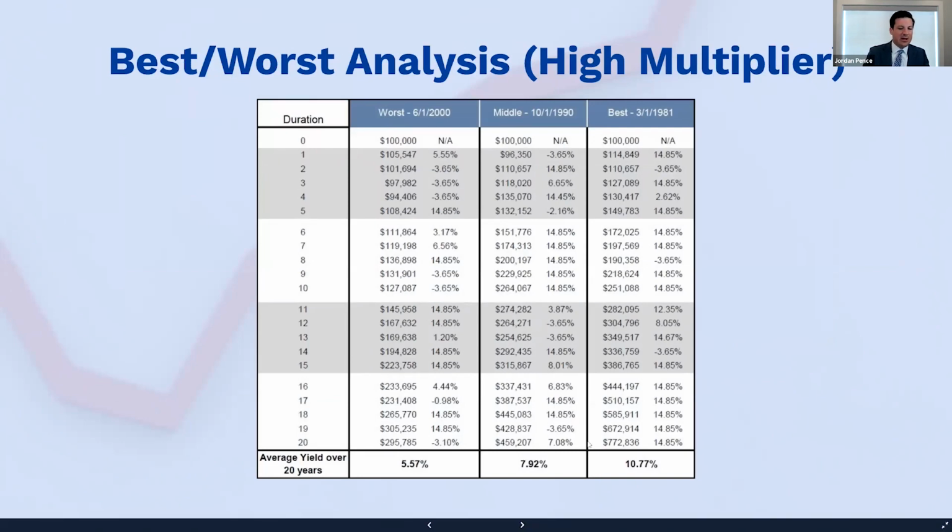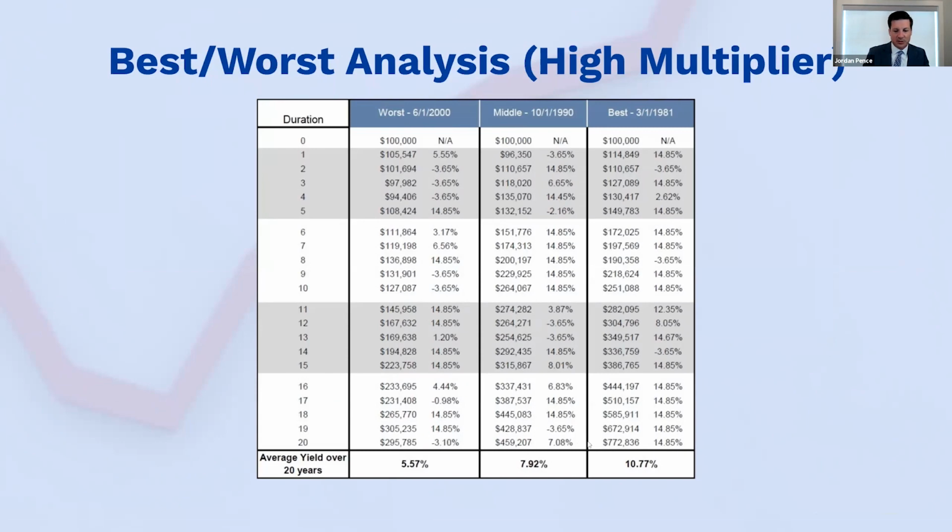So apply the expenses. So it's applying the expense and the multiplier. But this is a pretty close story to the Mark V. You've got the worst 20-year period at 5.5. The middle or the average is 7.9, almost 8. And then the best is 10.7.